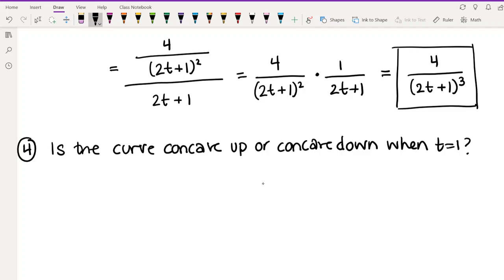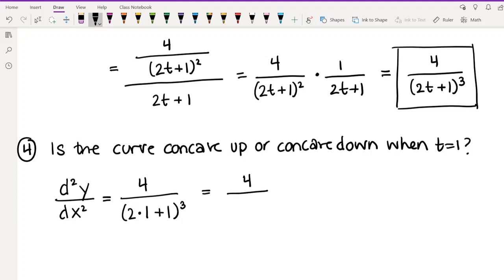Well, we would just plug t is equal to 1 into our second derivative. So if we plug in t is equal to 1, the second derivative was d squared y over dx squared. We found that the second derivative was 4 over, and so now we'll plug in 1 for t. And so we end up with 4 over, so this is 3, right? 2 plus 1 is 3. 3 cubed is 27. And so this is a positive number.